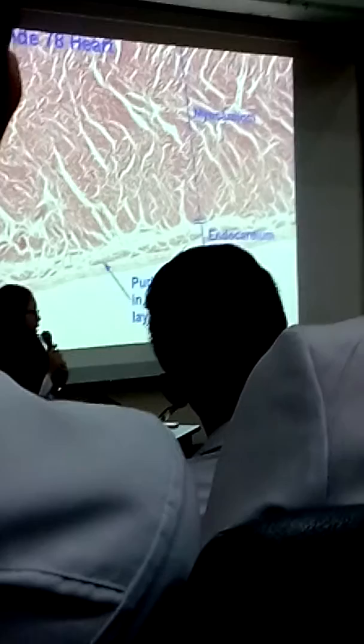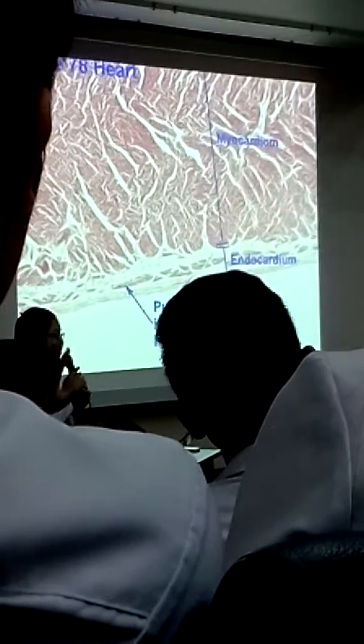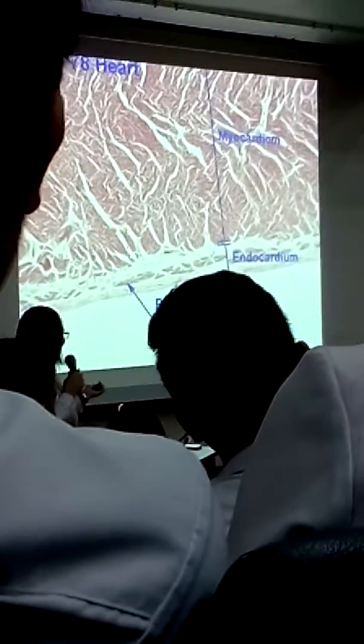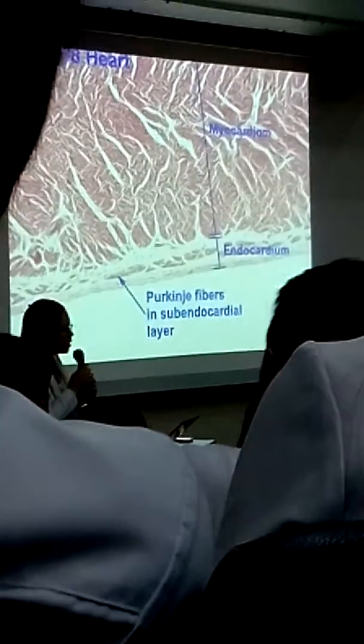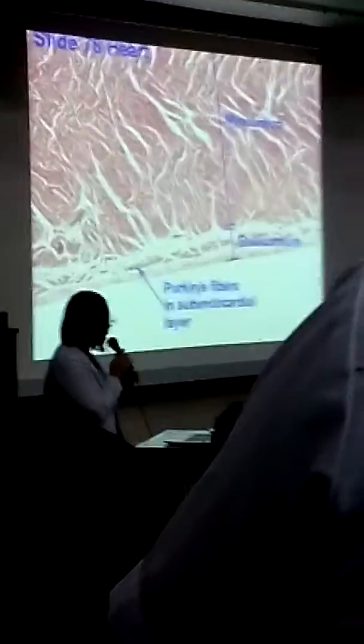Anybody? What is the important structure found in your subendocardial layer? It's here. It serves as a conducting system of the heart. So that's one of the important things found in your endocardial layer.